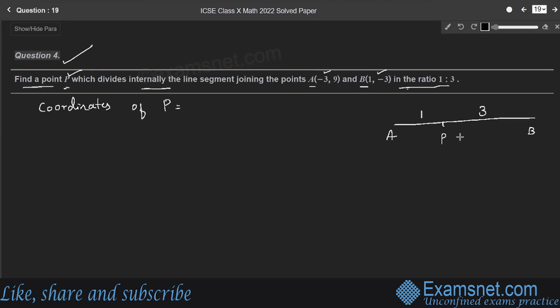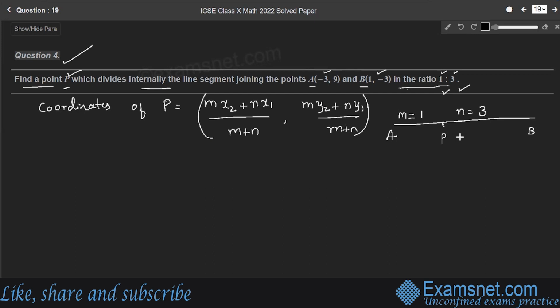Here the general formula is (mx2 + nx1) divided by (m + n), and the y coordinate is (my2 + ny1) divided by (m + n). Here m and n are the ratios. Here 1:3 is the ratio in which the point divides the line segment, right? So these two numbers are m and n. Here m is equal to 1, n is equal to 3. So apply this formula.